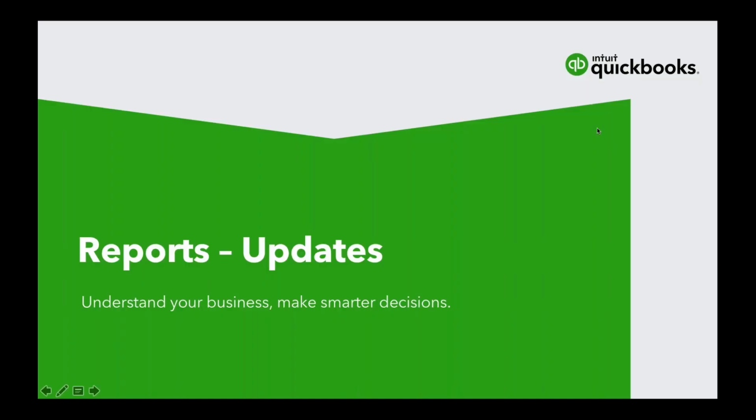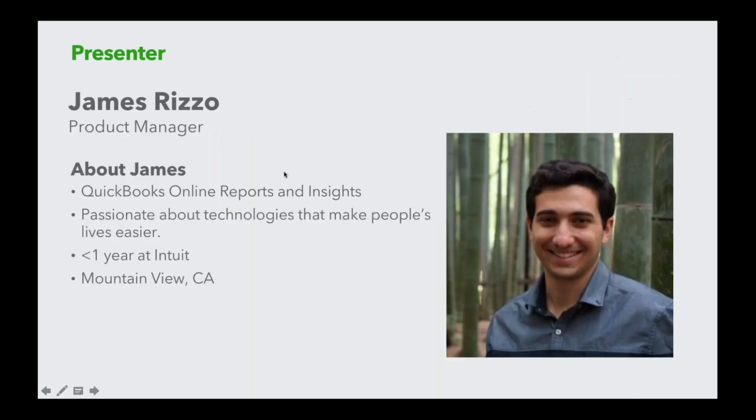Our first topic that our presenter is going to cover is reports. We've taken some feedback, and we want to make sure the reports are more effective and more dynamic for you. He's also going to cover QB Assistant later on. For presenting these two topics today, we have James Rizzo, a product manager in Mountain View, California. He wants to make the reports and insights more effective for you, because we only know as much as the reports can tell us. So the more we get these reports working, the better insights you have in your business.